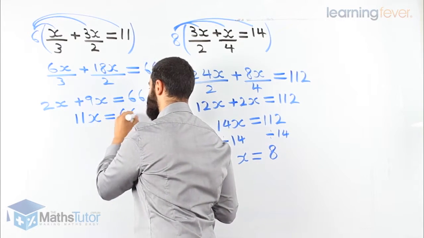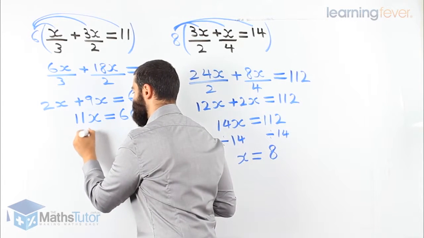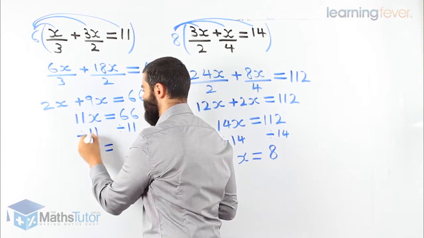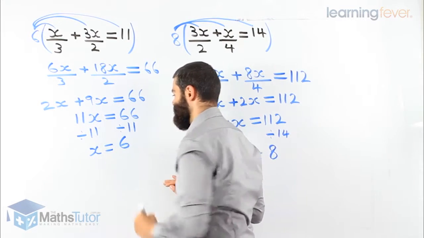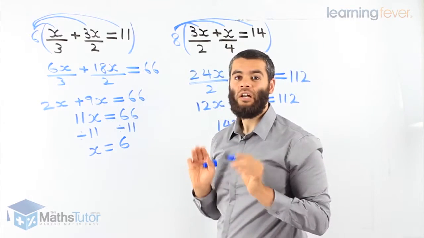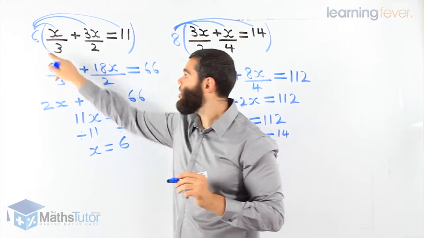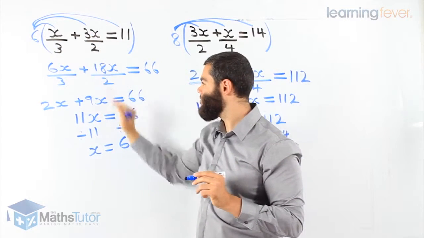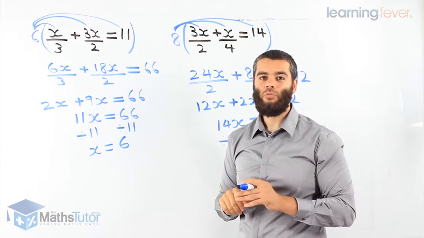equals 66. 11x is 11 times x, so we do the opposite. Divide by 11. What we do to one side, we must do to the other side. 11 divided by 11 is 1x. And 66 divided by 11 is 6. Very easy, guys. Very simple. Again, look for the denominators, multiply them together. 3 times 2, and multiply the whole equation by 3 times 2, which is 6. And just simplify, collect like terms, and work it out. x equals 6. Let's do 2 more examples.